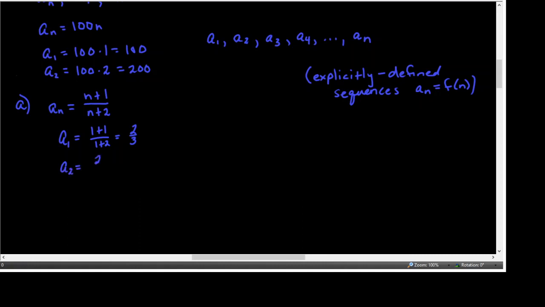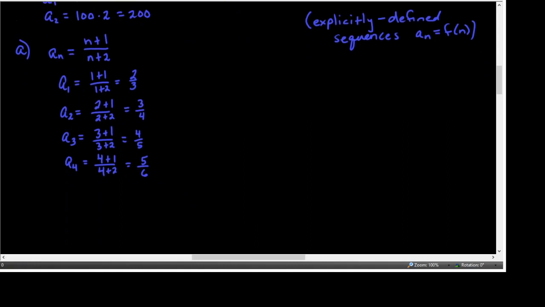Then we put in 2. That'll be 2 plus 1 over 2 plus 2, which is 3/4. A sub 3. Now we're substituting in 3. 3 plus 1 divided by 3 plus 2 is 4/5. A sub 4. 4 plus 1 over 4 plus 2 equal to 5/6.